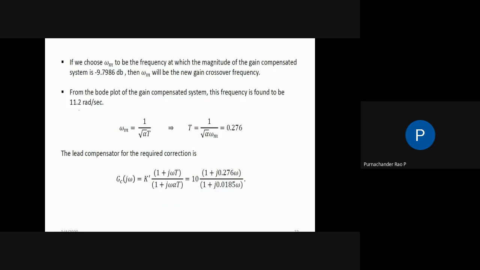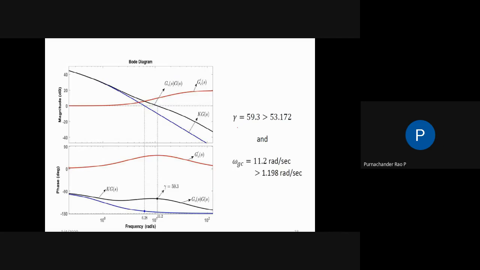So with these new magnitudes and the new frequencies, the lead compensator can be obtained like this. The magnitude of K is not changing here, but your T value is changing and your alpha value is also changing. So this is your new transfer function of the system. If you draw this, you are going to get a phase margin of greater than 53.172. Our requirement is the phase margin should be greater than 53.172 and your gain crossover frequency must be greater than 1.198.